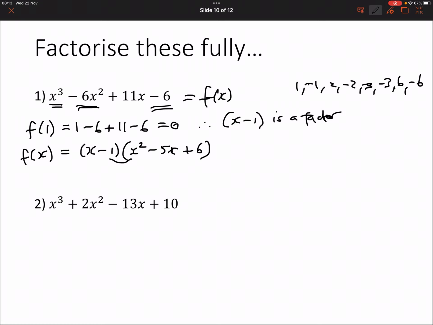So I've got one linear factor, and I'm just going to factorise the remaining quadratic, which is again x minus 3, x minus 2, sorry. So that's that one done and dusted.